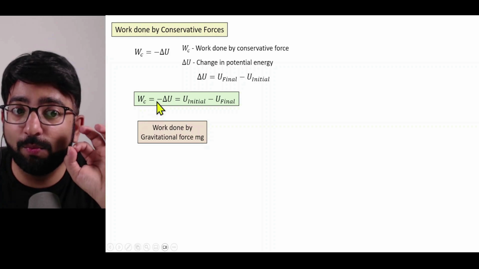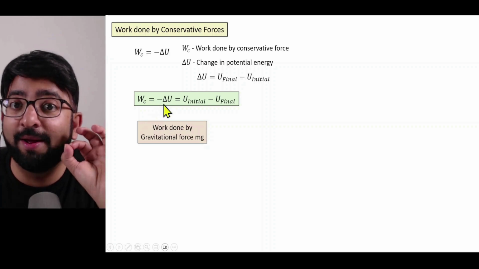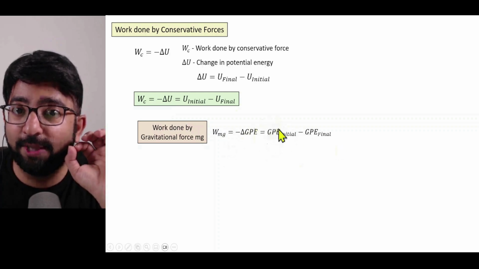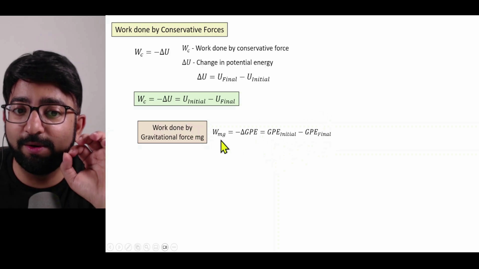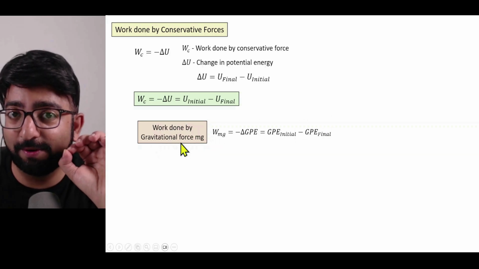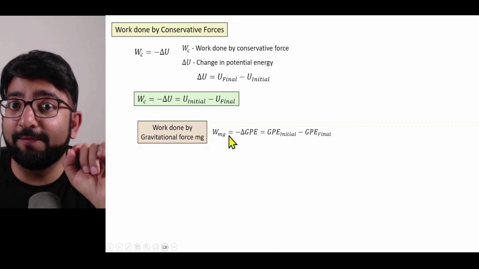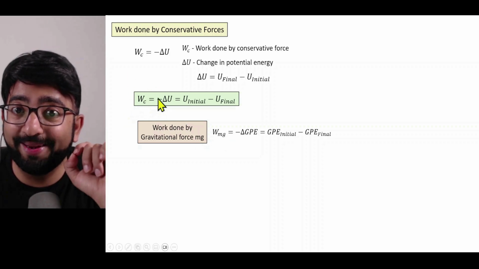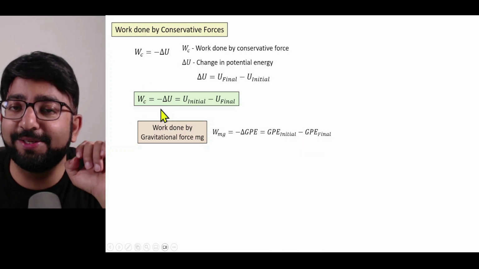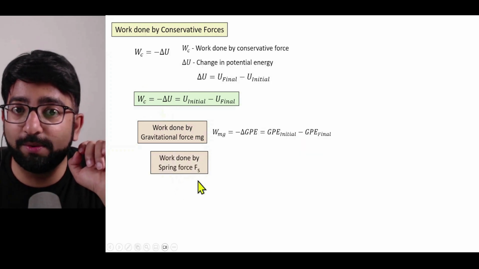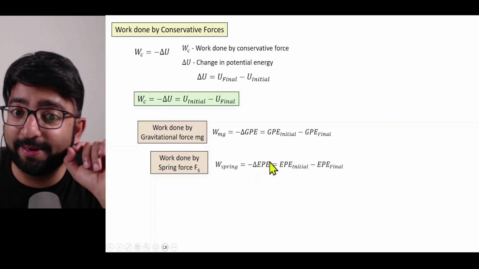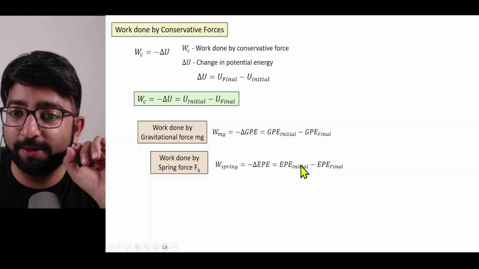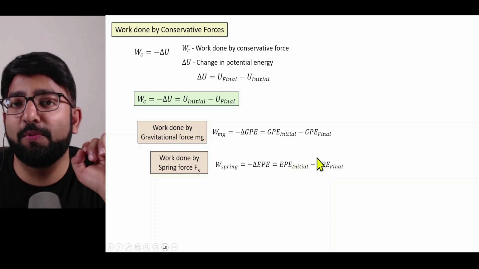Work done by mg will be equal to negative of change in the gravitational potential energy. So the formula becomes this, and GPE initial minus GPE final will give us the work done by the gravitational force. After this, let us consider spring forces, which are also conservative. So, work done by spring forces will be equal to negative of change in the elastic potential energy. So, let's write work done by the spring force will be negative delta EPE, which is equal to the initial elastic potential energy minus the final elastic potential energy.